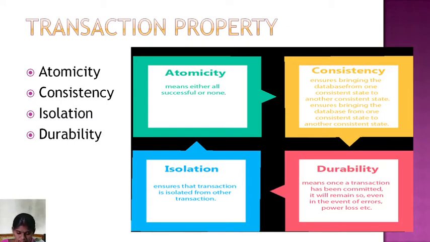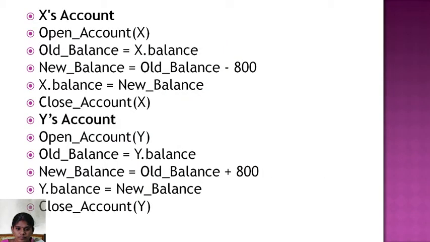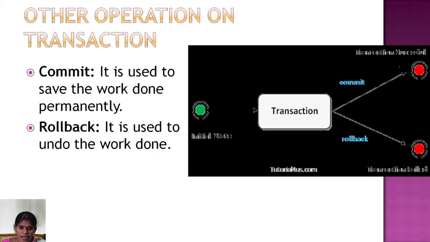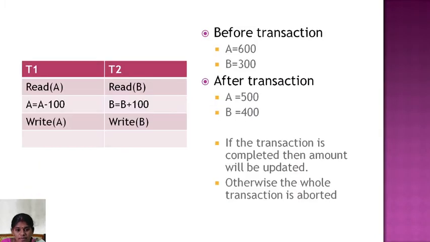What does a consistent state mean? Here I have a new balance and an old balance. The first one is the old balance; I am reading the old balance. That is the first state, the first consistent state. Now in atomicity, I have to perform all the values. Here atomicity means before the transactions A equal to 600, B equal to 300. First T1, and transaction T2 having A equal to 500 and B equal to 400.